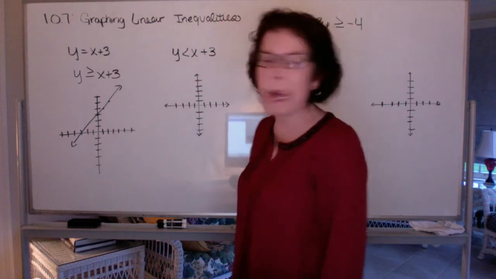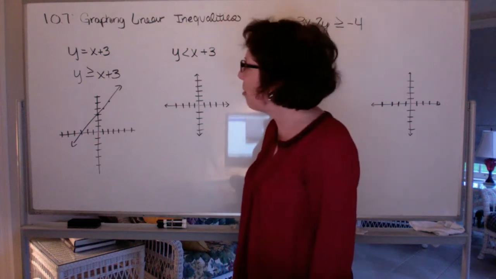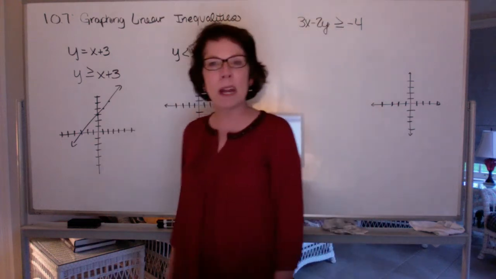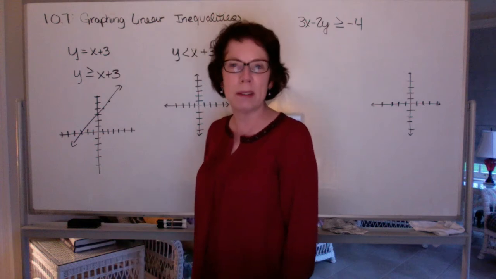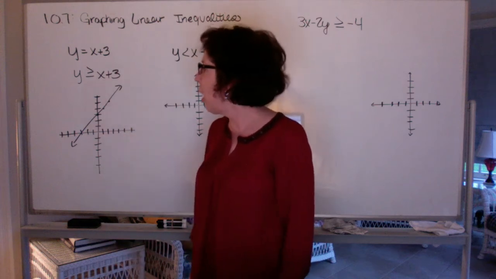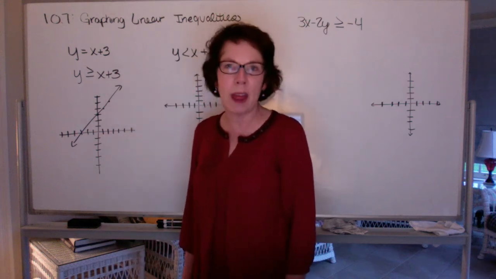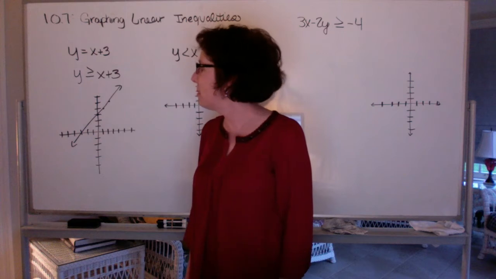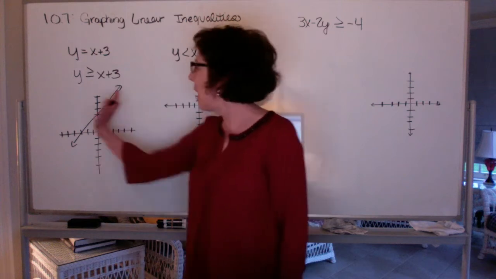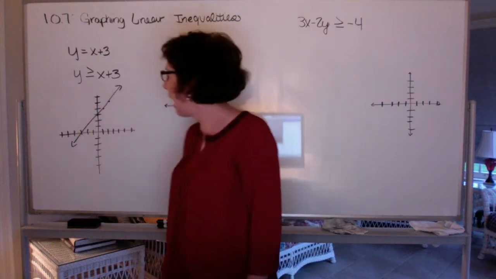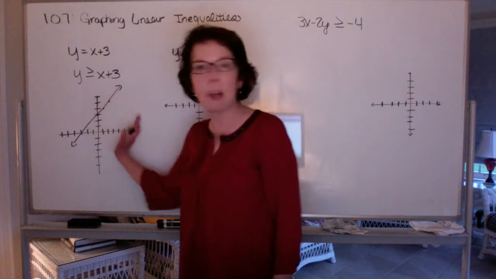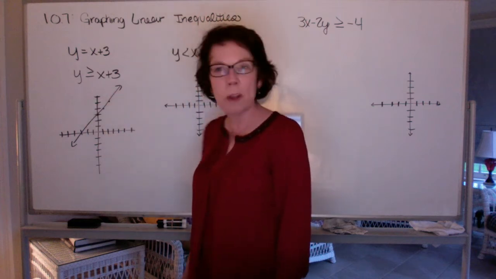Now that is y equals x plus 3. We all know that. But now, what if I want to add to it all the points on this coordinate plane where y is greater than or equal to x plus 3? So it's going to be either the half plane above and to the left or the half plane below and to the right. So which one is it?